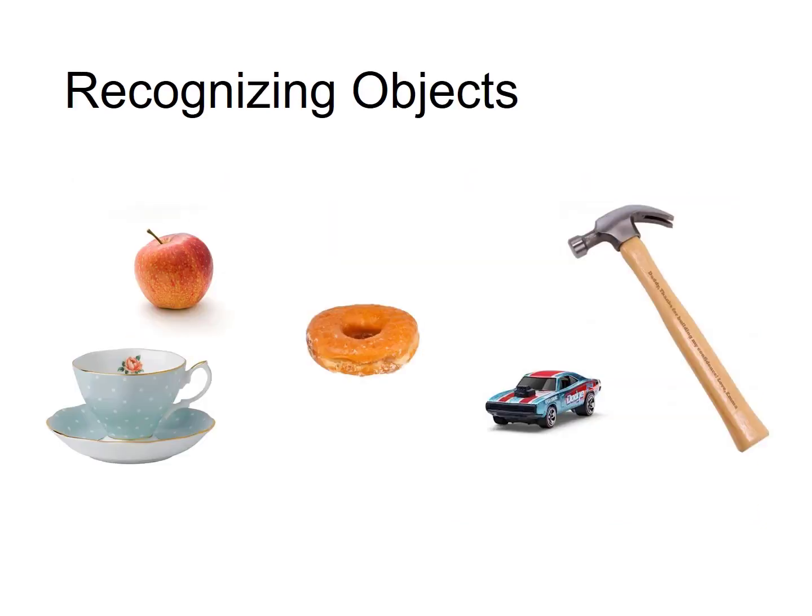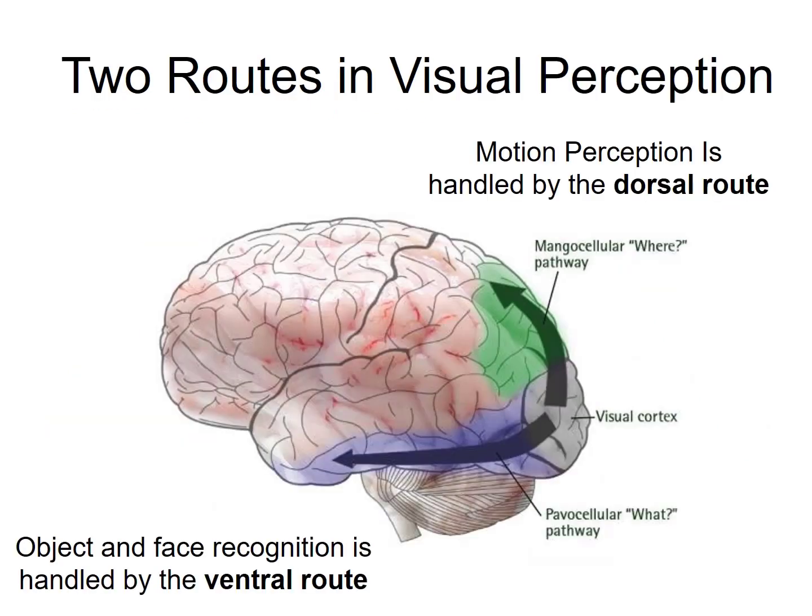So what do we know about how we recognize objects and keep track of them in space? We know that there are two pathways in recognizing objects in the visual cortex. One of the pathways, the ventral pathway, is involved in recognizing objects and faces, but the dorsal pathway is involved in motion perception and also in how we approach objects to handle them.